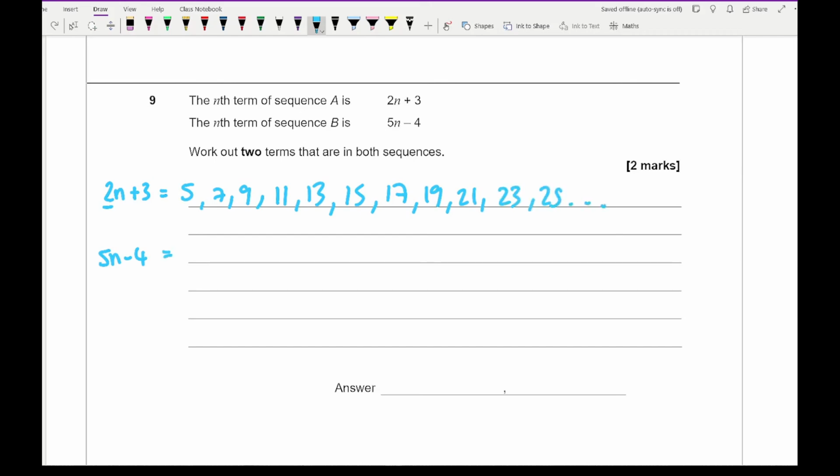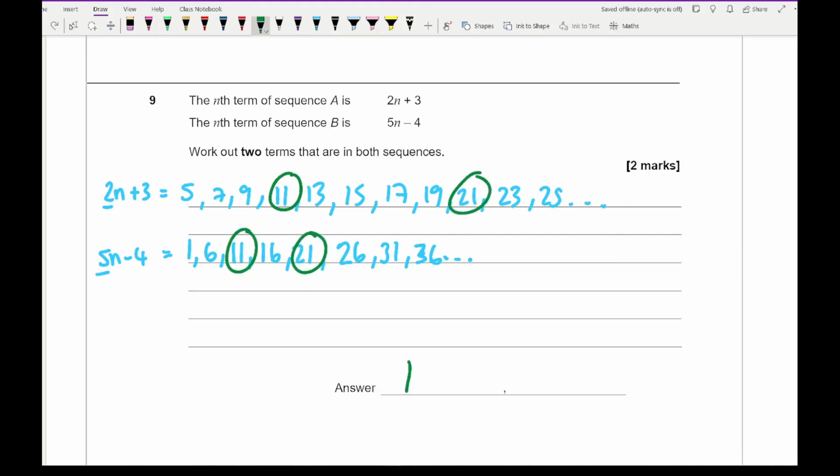Then with this one here, I've got 5 times 1, which is 5, take away 4, which is 1, and the difference is 5. So I'm going up in 5, so that's 1, 6, and then 11, 16, 21, 26, 31, 36, etc. And then you're just circling which ones appear in both. So 11 appears in both and 21 appears in both. So they're a set of possible answers I could have.